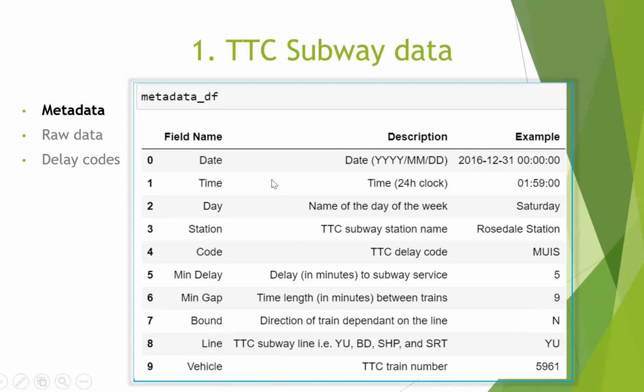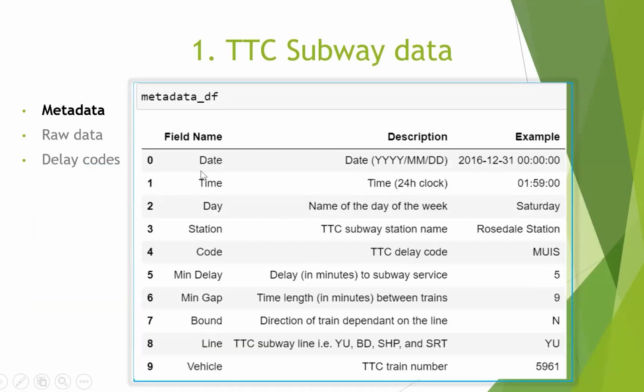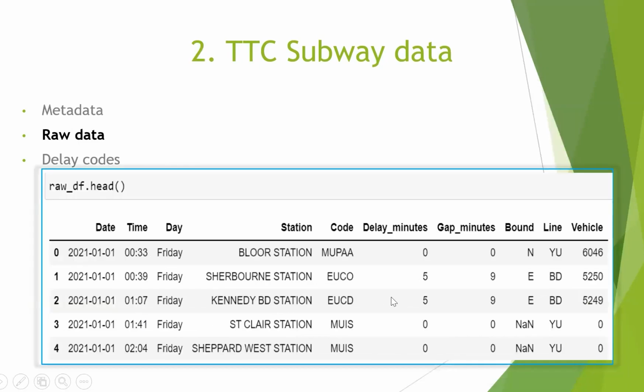Now, this is the first data set, which is the metadata. The raw DF, this is an example. This was just like a data dictionary. And here you get to see the actual data, the raw data. So you see the date, the day, the station, an abbreviation, the minutes of delay and gap, and a vehicle number.